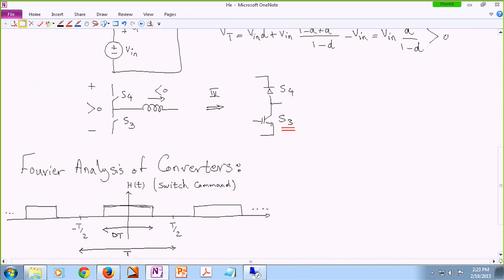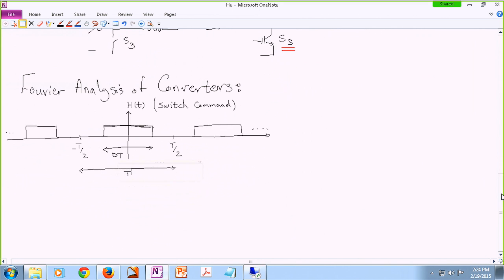Now, why am I shifting things in a way that things are kind of symmetric? The reason is if I do so in my Fourier series, only cosine terms are going to appear. Otherwise, you have both cosine terms and sine terms, and it's going to be a little bit more complicated. All right. So going back, again, this is a periodic signal. Going back to the Fourier series, I can write it in this form. The command that is applied to the switch has a kind of a DC component plus a bunch of AC components.